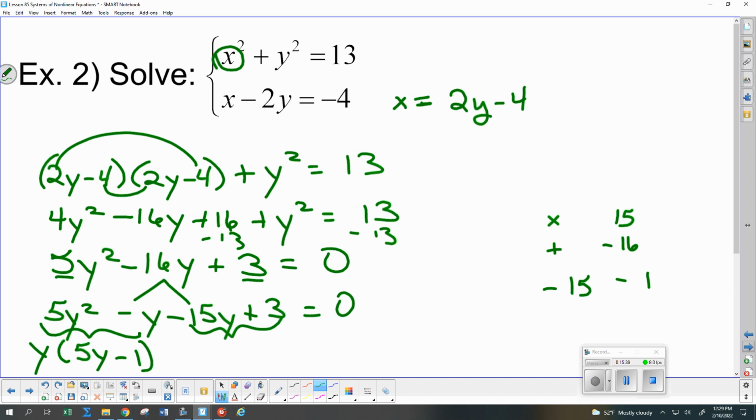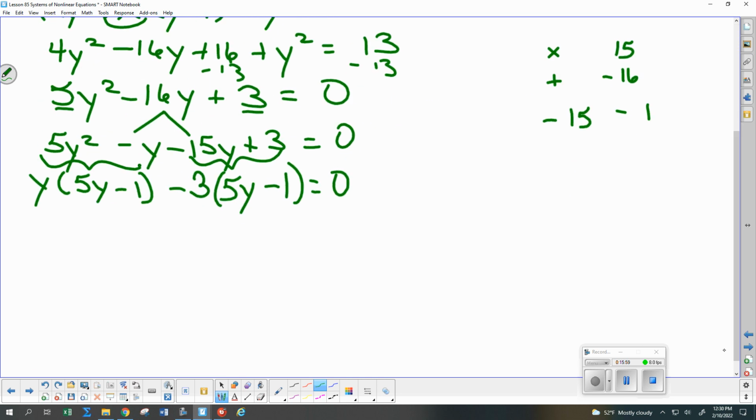So either plus or minus 3, I know will be my choices. I am hoping to get the same parentheses. So if I start with a plus 5y and I want to have a minus 15y, I better do a minus 3 as that GCF. And then minus 3 times minus 1 would be the plus 3, so I do get matching parentheses. So y minus 3, 5y minus 1 is going to be 0. So Emily, help me find y now.